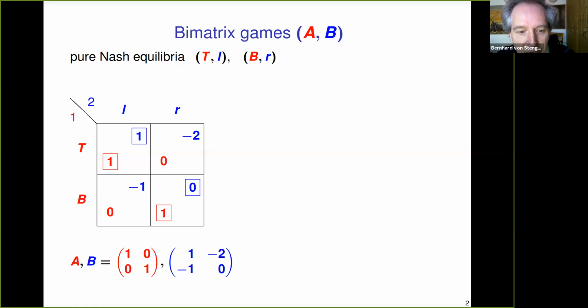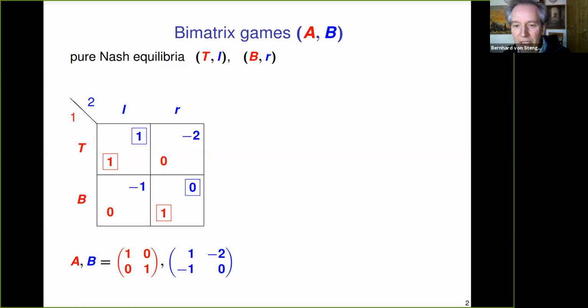Here is a game where we have 2 rows, 2 columns, payoffs, the identity matrix for player 1, 1, 0, 0, 1. The red payoffs are for player 1, the row player, and the blue payoffs are for player 2. These are the 2 matrices that define this game. And if we mark the payoffs with boxes when they are best responses, we see 2 pure equilibria here, and in fact, also a mixed equilibrium. The mixed equilibrium plays probabilities 1/4, 3/4 for the rows, and a half for the columns. And we know they already exist by Nash's theorem.